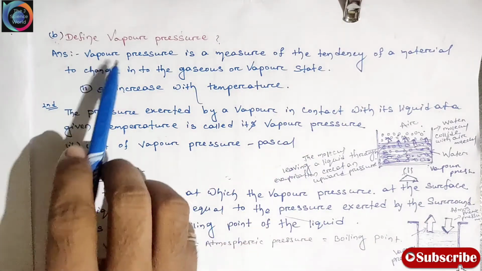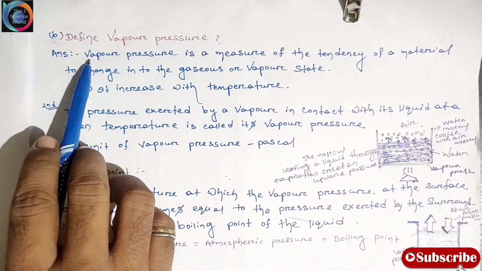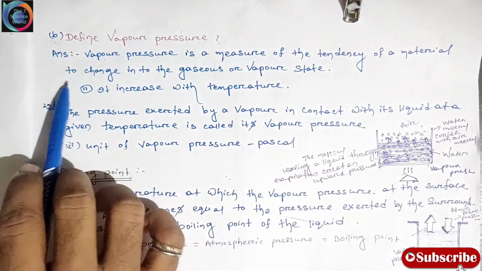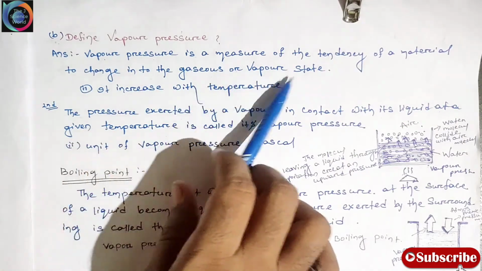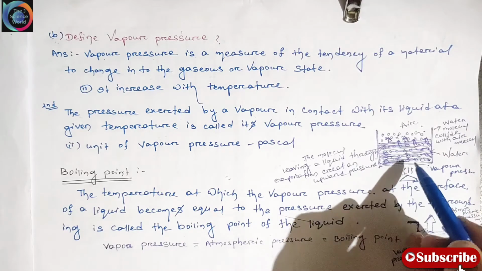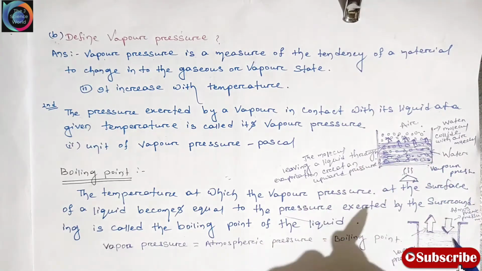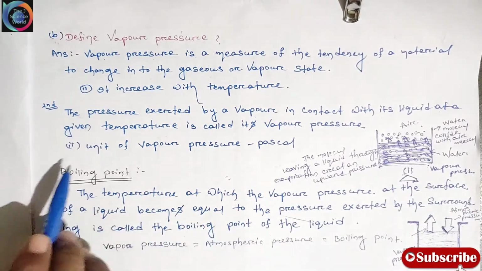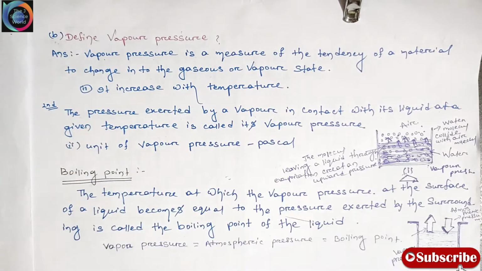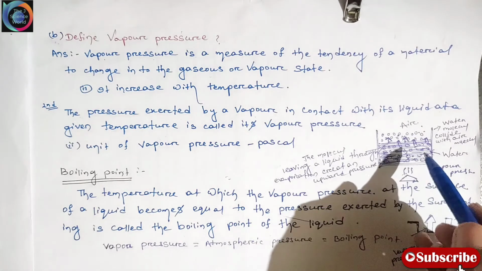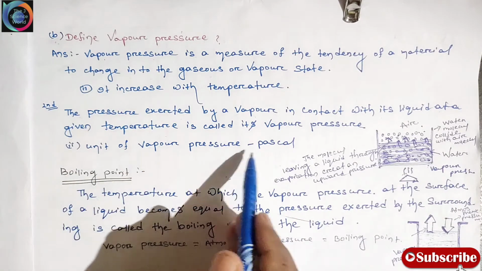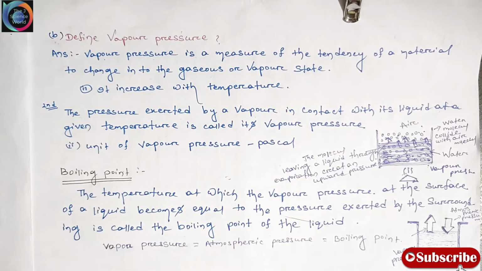We can also write that vapor pressure is a measure of the tendency of a material to change into the gaseous or vapor state, so the pressure exerted when some liquid changes into vapor. The pressure increases with temperature, so as temperature increases, the vapor pressure increases. The unit of vapor pressure is pascal.